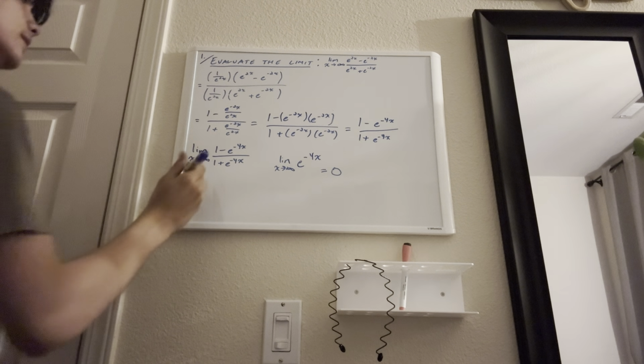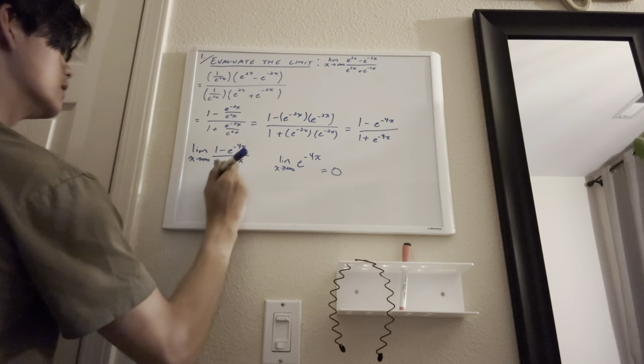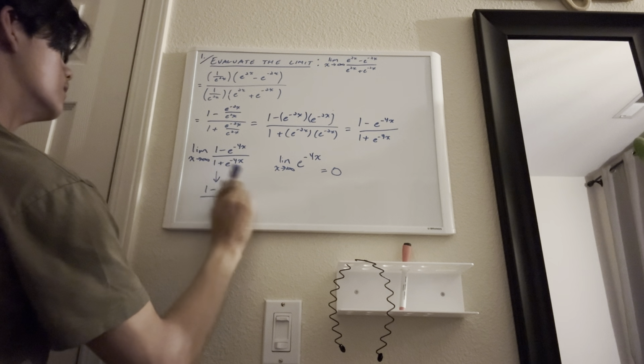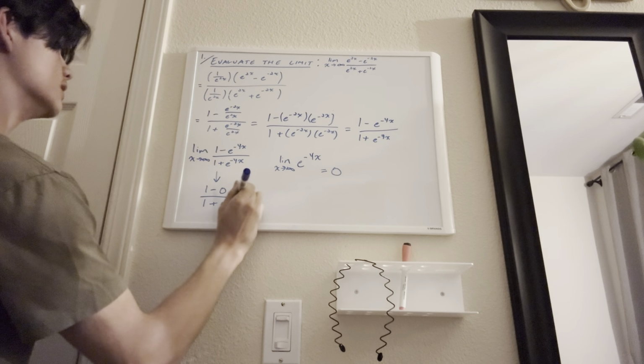Okay, so we know that this is equal to 0. And with that in mind, this is going to equal 1 minus 0 over 1 plus 0, and that of course will just equal 1.